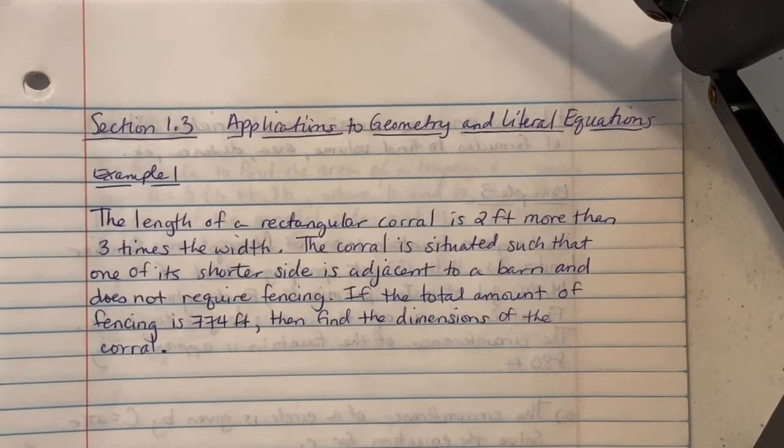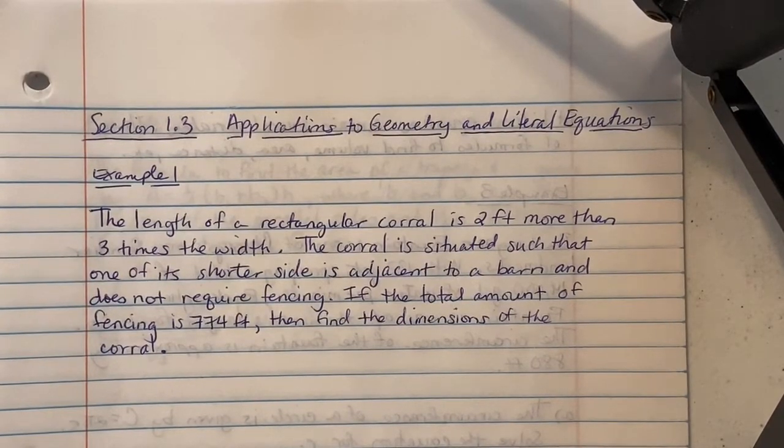Okay, section 1.3, applications to geometry and literal equations. So example 1 says the length of a rectangular corral is 2 feet more than 3 times the width. The corral is situated such that one of its shorter sides is adjacent to a barn and does not require fencing. If the total amount of fencing is 774 feet, then find the dimensions of the corral.